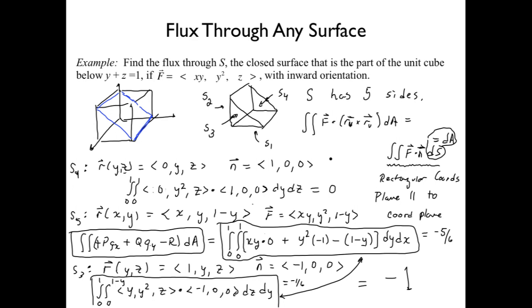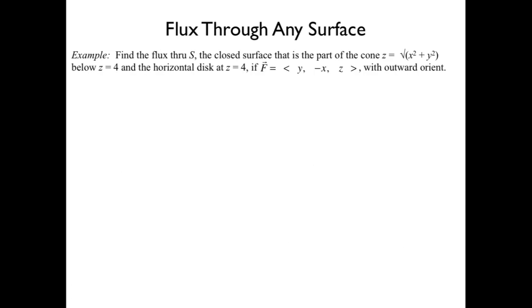All right, so let's just look at the next one. We won't be able to finish it. Can I erase what I have up there? So I want to do the flux through S, the closed surface. It's the part of the cone, our standard cone, and below z equals 4.